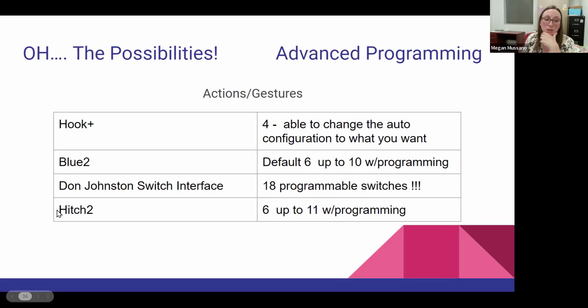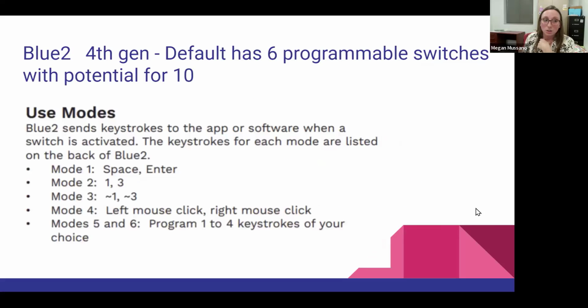So I'm showing everybody the videos with the Hitch 2 because that is something that you can still purchase. It's commercially available. But again, the same thing is true with the Don Johnson Switch Interface. You can program every keyboard function, and the Bluetooth can do 6 different keyboard functions. So this is how you program the Bluetooth to use the extra modes.